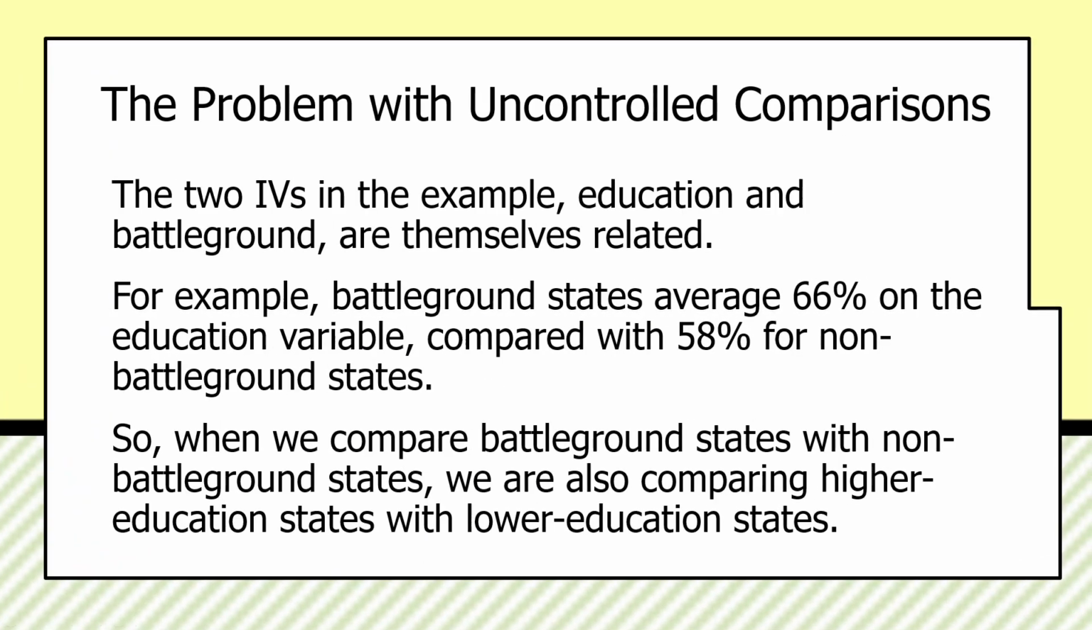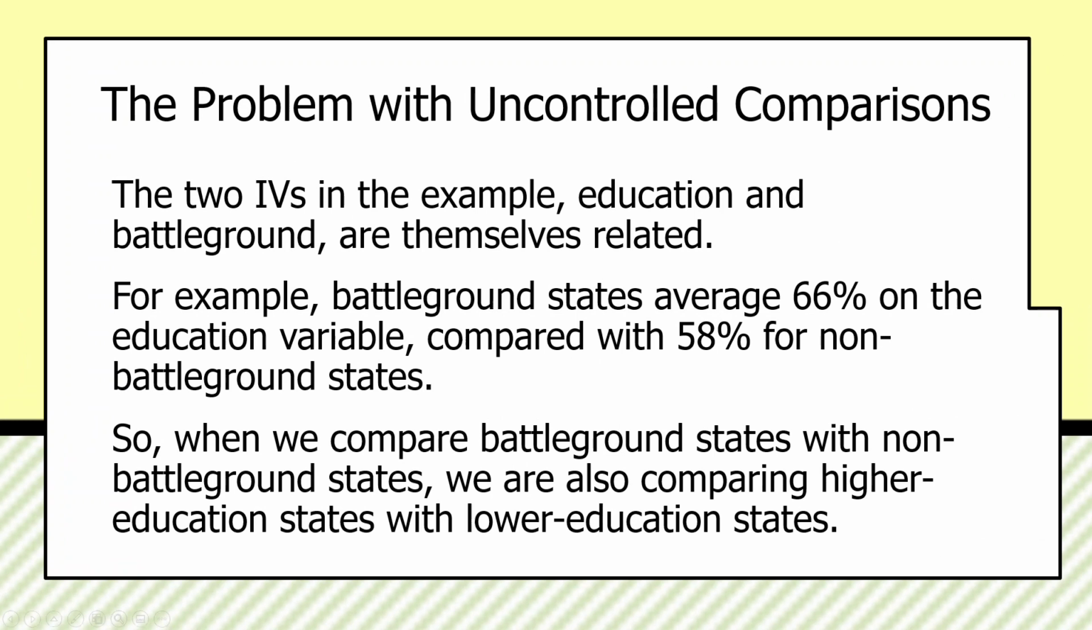The two independent variables are themselves related. Education and battleground are related, perhaps surprisingly. For example, battleground states average 66% on the education variable, meaning that 66% of the residents on average have a college education. This compares with only 58% for non-battleground states. So the complication here is that when we compare battleground states with non-battleground states and compare their turnouts, we're also comparing states that have higher levels of education with states that have lower levels of education.